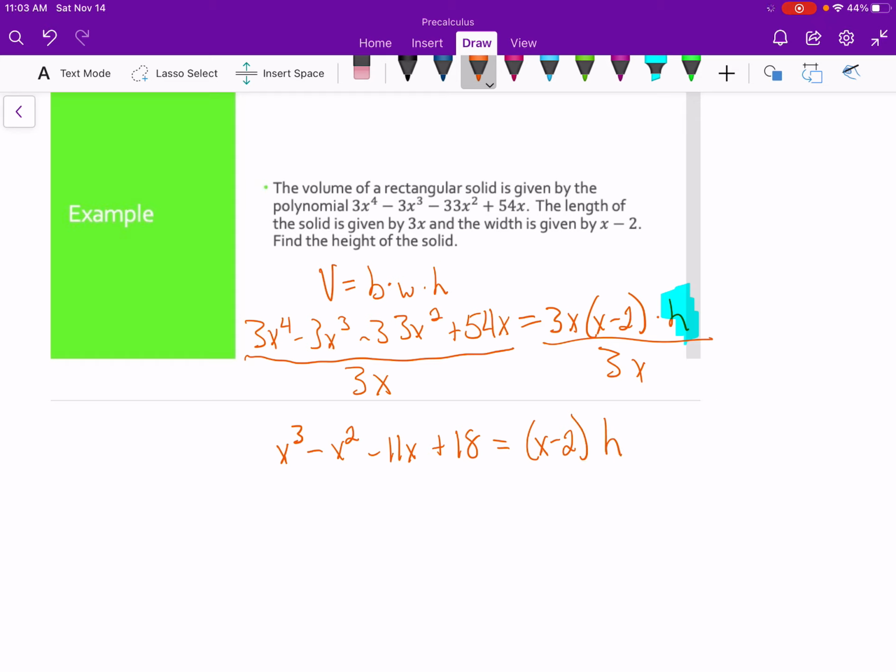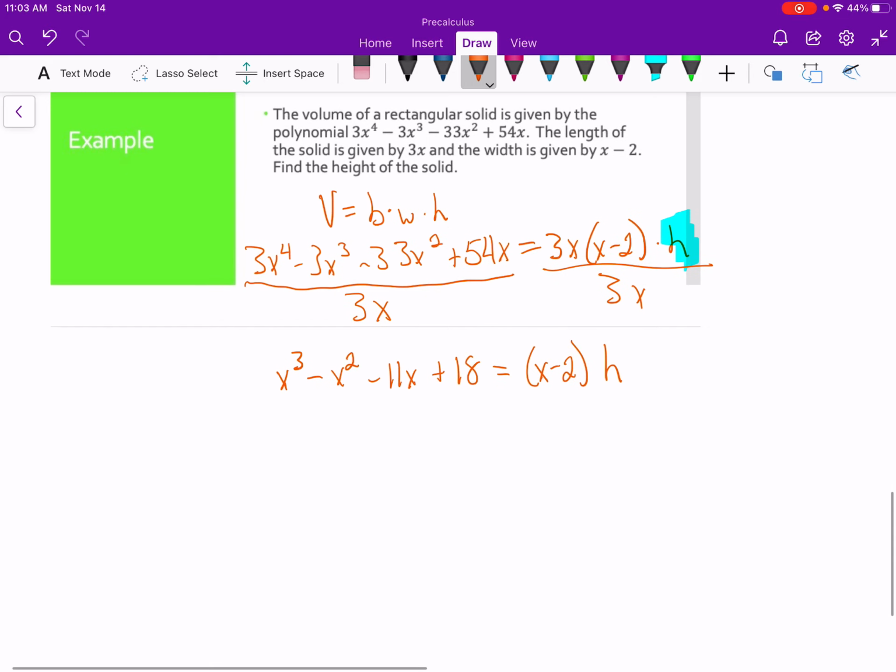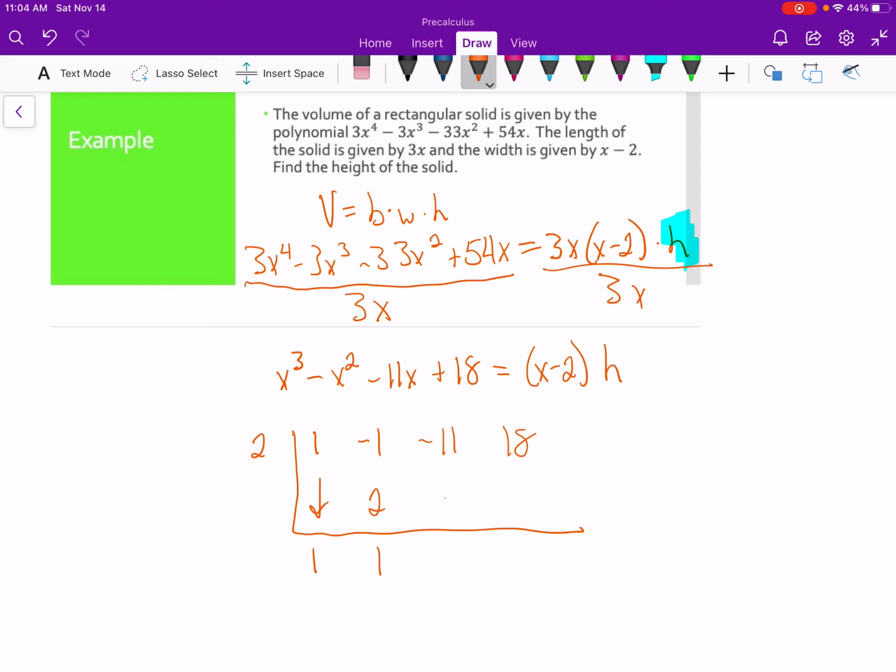Now we need to divide by x minus 2, and that actually is going to work out really well for synthetic division. So I'm going to put the 2 outside and draw my box, write my coefficients 1, negative 11, and 18. Bring down the 1. 1 times 2 is 2. Add, we have negative 9. Multiply, we get negative 18 and a remainder of 0. So our height is our answer to our division problem, which gives us x squared plus x minus 9.